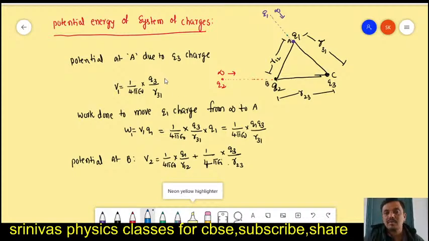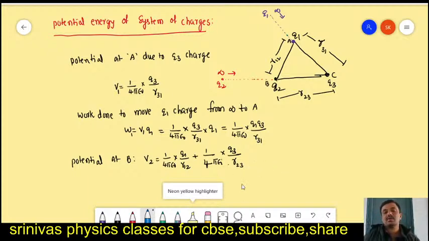Previously Q1 is at infinite distance, Q2 is at infinite distance, due to only Q3 is there. Due to Q3 we wrote the potential at A. But next Q1 we brought to here, right? Now Q1 is there, Q3 is there. Now we are bringing the Q2. That's where potential at B is due to Q1 and Q3 also there. Due to Q1 means 1 by 4 pi epsilon naught Q1 by Q1 distance we have to take from B. Due to Q3 means 1 by 4 pi epsilon naught into Q3 by Q3 distance, right? This is the potential.